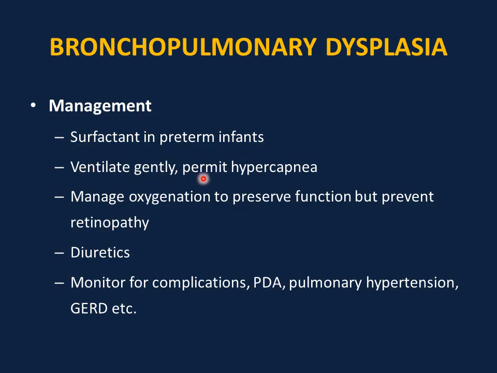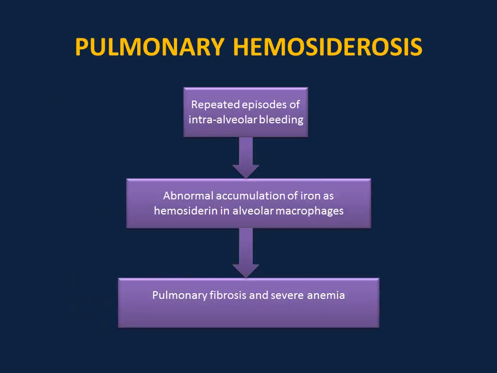Ventilate gently. Permit hypercapnia, or slight elevation of CO2. Manage oxygenation to preserve function, but no over-oxygenation, to prevent retinopathy. Diuretics for pulmonary edema. Monitor for complications, for example pneumothorax. PDA should be treated if it is present. Pulmonary hypertension you should watch for, and treat associated GERD if present.